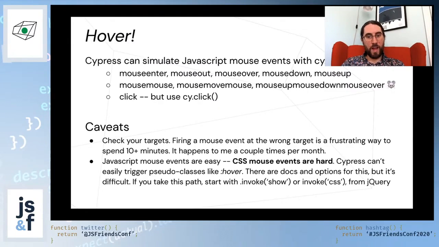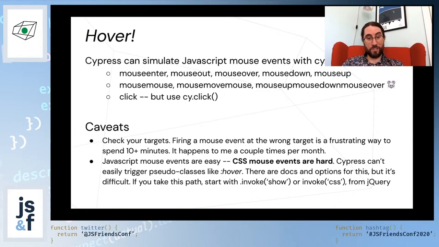When you fire a mouse event at the wrong target, it's not going to do anything. And you're going to wonder if your code doesn't work, and you might forget that your test doesn't work. That happens to me a lot. So check your targets, make sure you're triggering things on the right element.